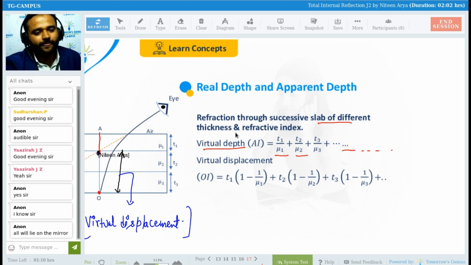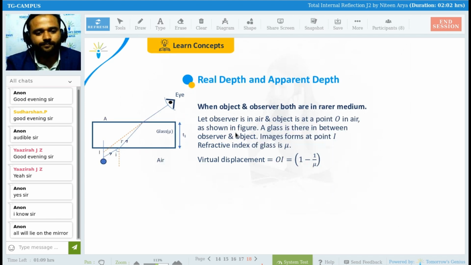Clear? OI. This is your I, and this is your object O. I, T1 upon T1 times (1 minus 1 upon mu1), T2 times (1 minus 1 upon mu2), and so on. Nothing more than that. Why so? Because for T1 it is going to be T1 minus this displacement, the virtual depth. For T2, T2 minus virtual depth. For T3, T3 minus virtual depth. Virtual displacement we have done already. Okay, so that is important.